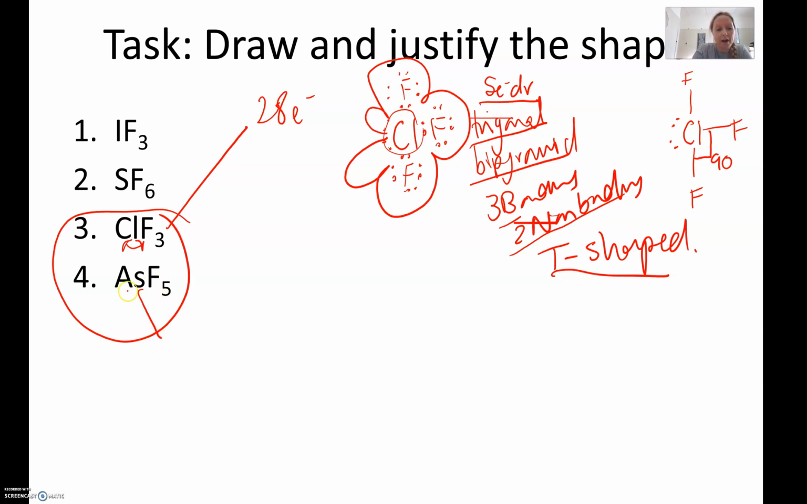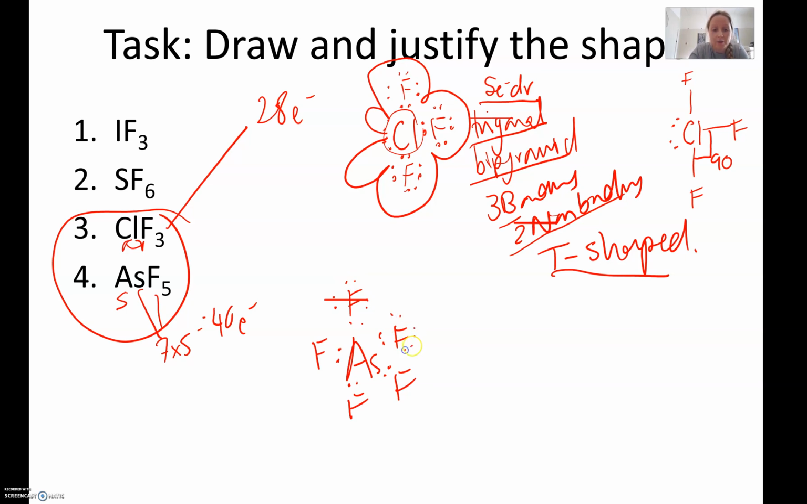So this has got 5 valence electrons. Fluorine's got 7 times 5, so that gives us a total of 40 electrons. Okay, so we're going to put As in the middle, 1, 2, 3, 4, 5, 6, 7, 8, 9, 10, 11, 12, 13, 14, 15, 16, 17, 18, 19, 20, 21, 22, 23, 24, 25, 26, 27, 28, 29, 30, 31, 32, 33, 34, 35, 36, 37, 38, 39, 40. Hurrah! So all the fluorines have 8 electrons and As has got 10.